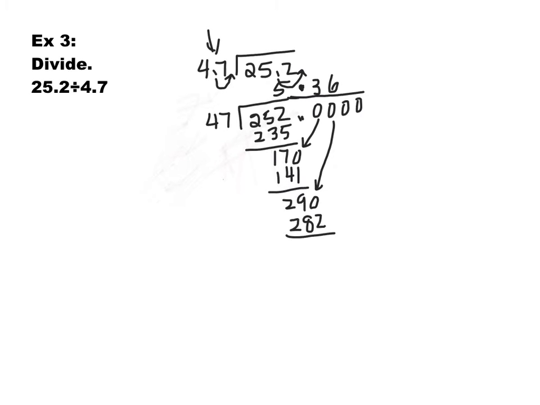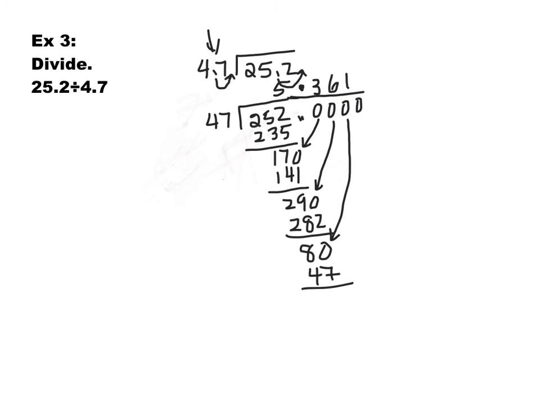Now 290 minus 282 is going to give me 8. Now I bring another 0 down. I get 80. 80 divided by 47 is going to give me 1, because I can't have 2. 2 times 47 is going to be more than 80. So this is going to be 47.